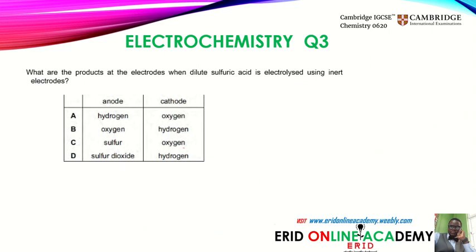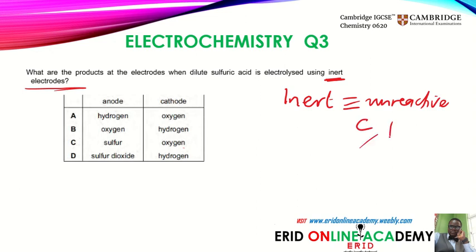The next question, still on electrochemistry. What are the products at the electrodes when dilute sulfuric acid is electrolyzed with inert electrodes? Here it's very important for you to understand what the word inert electrode means. To be an inert electrode simply means that the electrode is made up of unreactive substances, elements like carbon, okay, and platinum, which is an unreactive metal, the least reactive metal if you like. These two are common examples of electrodes that are inert.